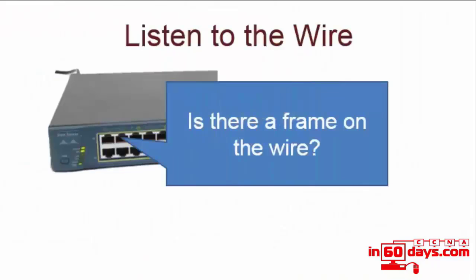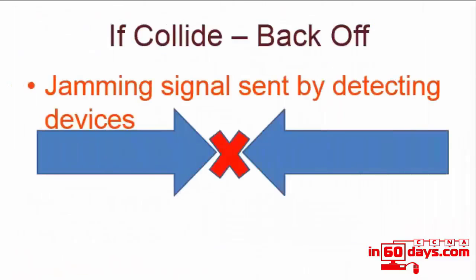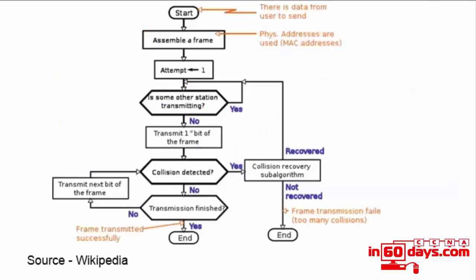So here I've attached an icon to a switch, just to demonstrate my point. I think that's a 2950 model maybe, or a 3550. I took a picture and attached the icon, saying that the port is listening to see if there is a frame on the wire, which is indicated by an electronic signal. Now if a collision is detected on the wire, then a jamming signal is sent by the detecting devices, which prevents another frame being sent for a set period of time.